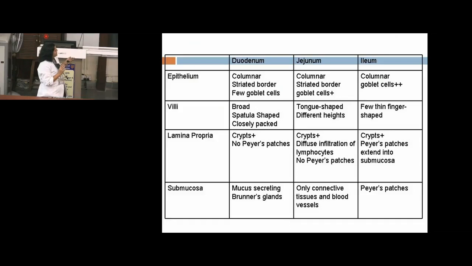Lamina propria, crypts are present in all. There are no Peyer's patches in duodenum, but lymphocytes and aggregations are present in jejunum, and Peyer's patches are present in ileum. Brunner's gland is the classical feature that is present in the submucosa of duodenum, and rest there is nothing except for Peyer's patches in the ileum, right?